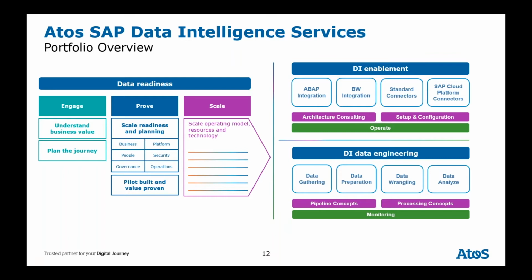If you don't need that, we have modular services as well, like, for example, the DI enablement. Imagine that what Pranav discussed earlier, you want to set up something on AWS or Azure or on your on-premise hardware, and you need help. There we help you with setting up DI, integrating the ABAP stack, integrating BW, connecting with standard connectors to the cloud or to other systems running in your data center, and come up with architecture consulting and an operational model for the platform.